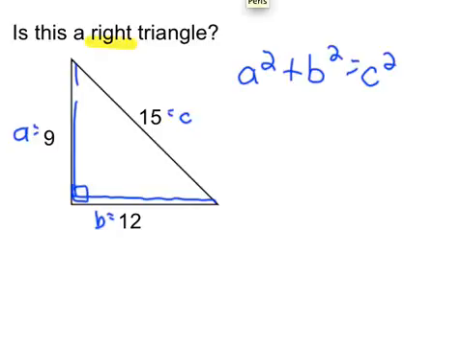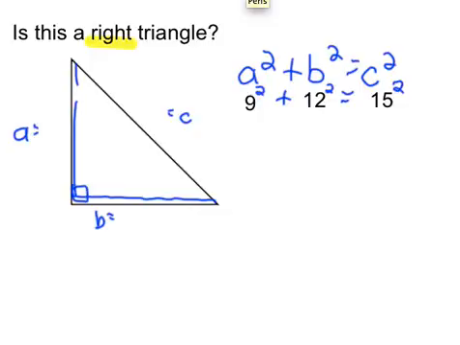So my letter A is right here. So I'm going to put a 9 in that slot. My B, I'm going to put a 12 in that slot. And the C, I'm going to put in the C slot. Make sure they get in the right place. Everything else I'm going to bring down. The squares, the plus, the equal sign, and the squared.